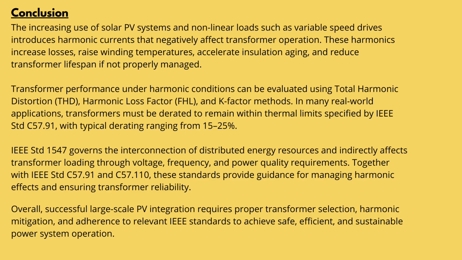IEEE standard 1547 governs the interconnection of distributed energy resources and indirectly affects transformer loading through voltage, frequency, and power quality requirements. Together with IEEE standard C57.91 and C57.110, these standards provide guidance for managing harmonic effects and ensuring transformer reliability. Overall, successful large-scale PV integration requires proper transformer selection, harmonic mitigation, and adherence to relevant IEEE standards to achieve safe, efficient, and sustainable power system operation.